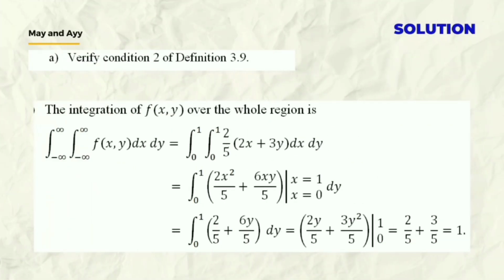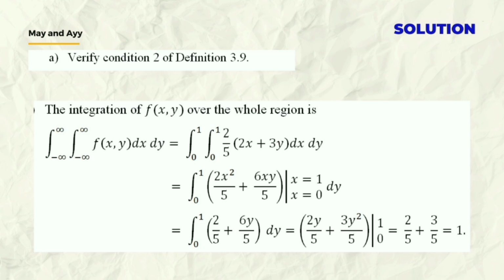Okay, next is the solution for A, verify condition 2 of definition 3.9. The integration of f(x, y) over the whole region is the integral from negative infinity to infinity of the integral from negative infinity to infinity of f(x, y) dx dy. So it equals the integral from 0 to 1 of the integral from 0 to 1 of 2/5 times (2x + 3y) dx dy.